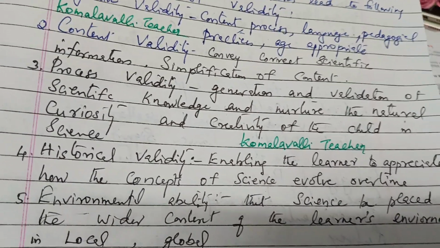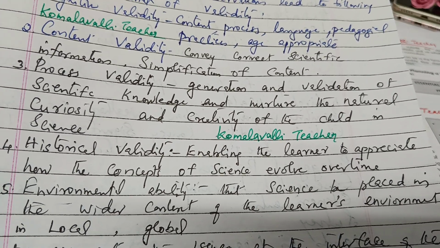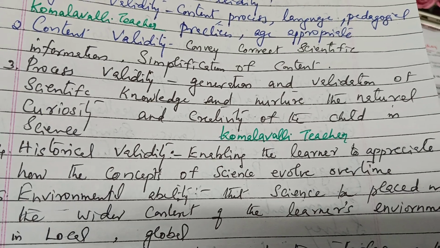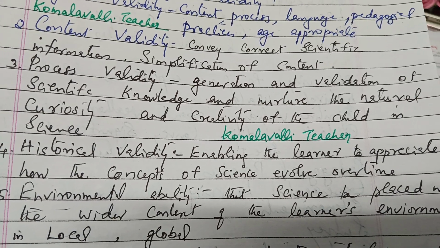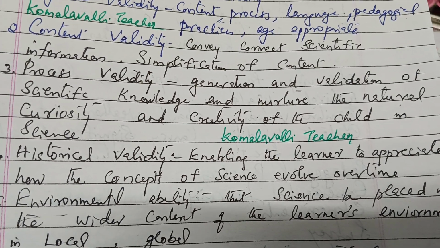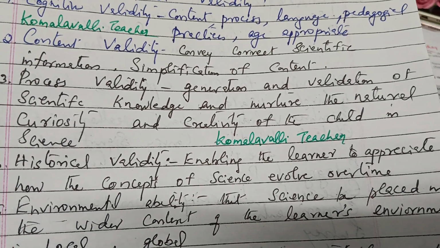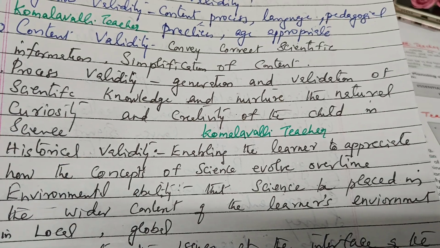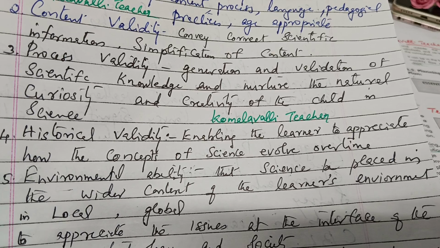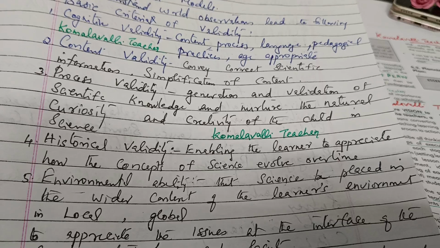Then historical validity, enabling the learner to appreciate how the concepts of science evolve over time. Yes, what about the scientific improvement happening from years back or 100 years back? What about our transportation system, our communication system, our science and technology, I mean regarding satellites? So the child understands and appreciates how the concepts of science evolve over time. Then environmental validity: science is placed in the wider context of the learner's environment at local and global level.